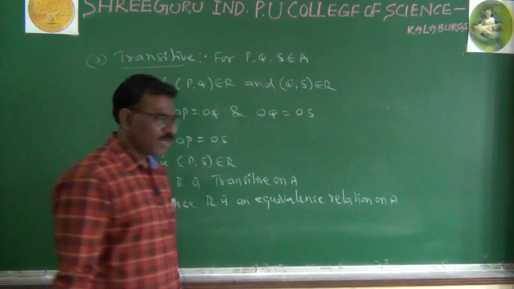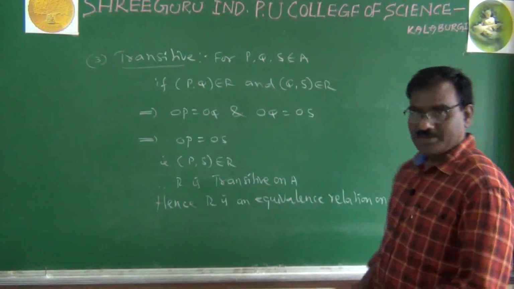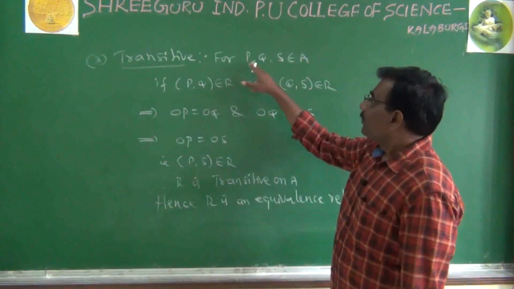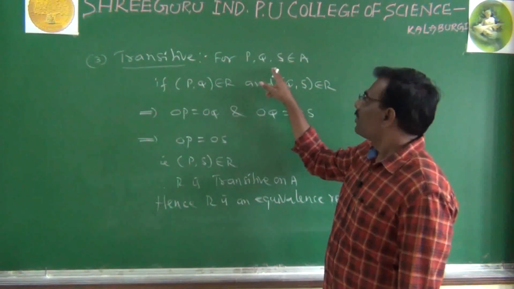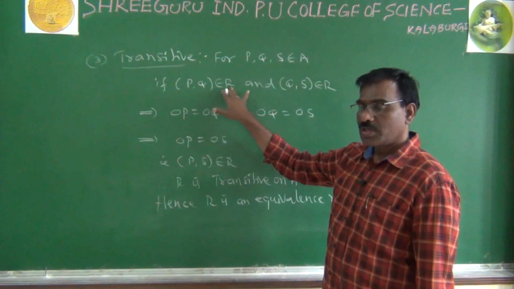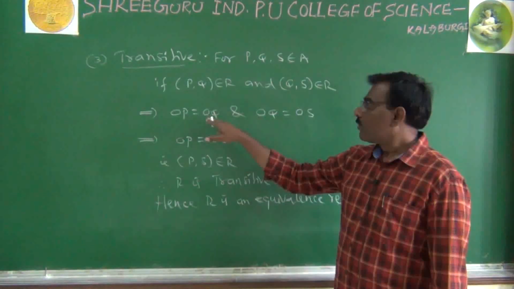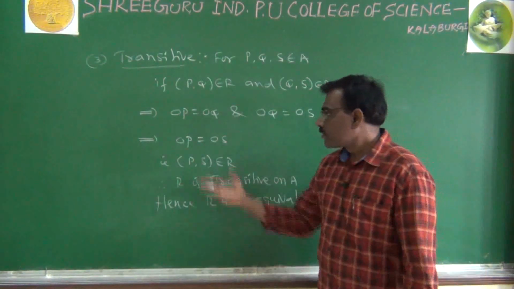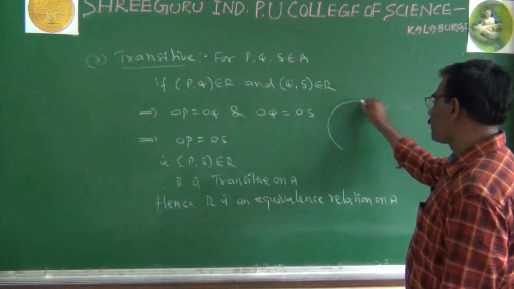Very simple. The problem is not difficult. So it's very simple, so it is just the way of writing. I am telling some students, P, Q, S belong to A only, these are set A. So how many ordered pairs? Two ordered pairs are given. If (P, Q) belongs to R, (Q, S) belongs to R, OP equal to OQ and OQ equal to OS. So automatically OP equal to OS, because this is the circle.